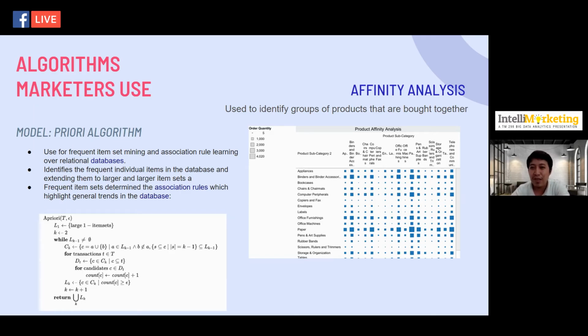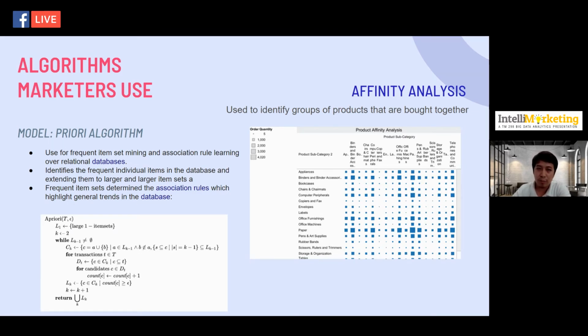So for affinity analysis, used to identify groups of products that are bought together, a specific model algorithm is the Apriori algorithm.